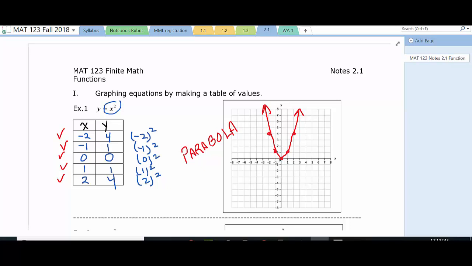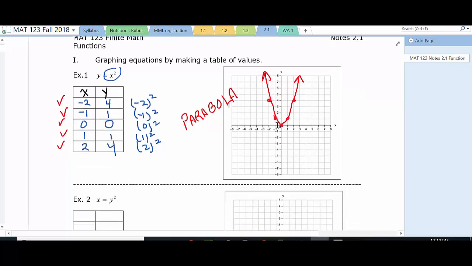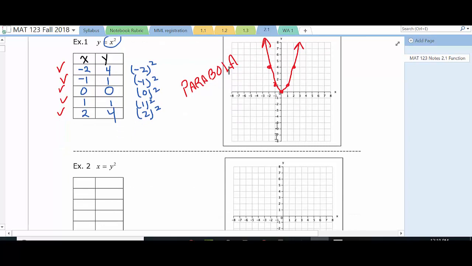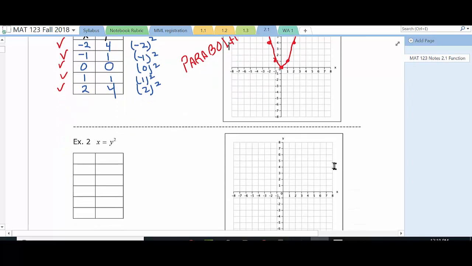Everybody with me on what I did there? So it's a matter of choosing x, calculating y, plotting points. That's the way we start with our graphing. This next one is backwards. It says x equals y squared.